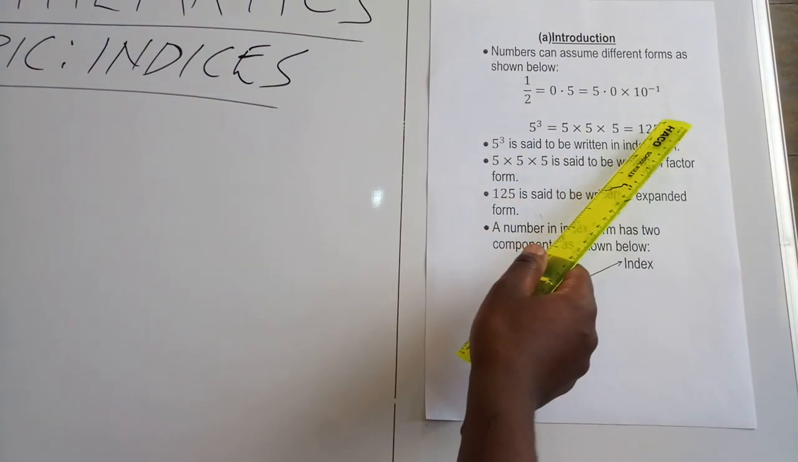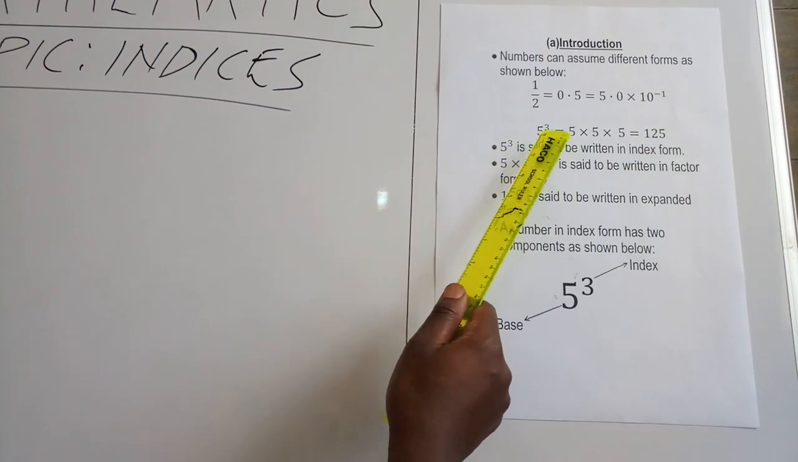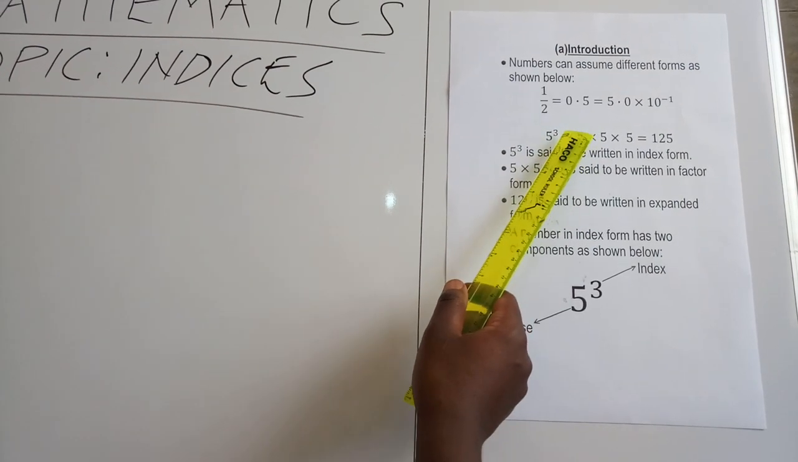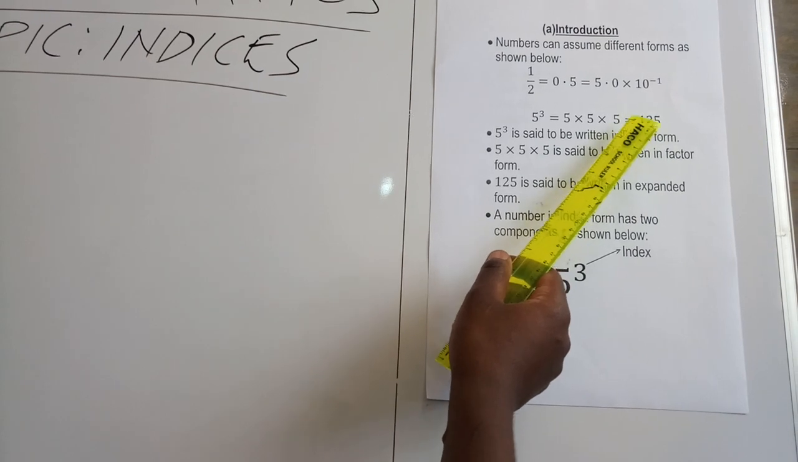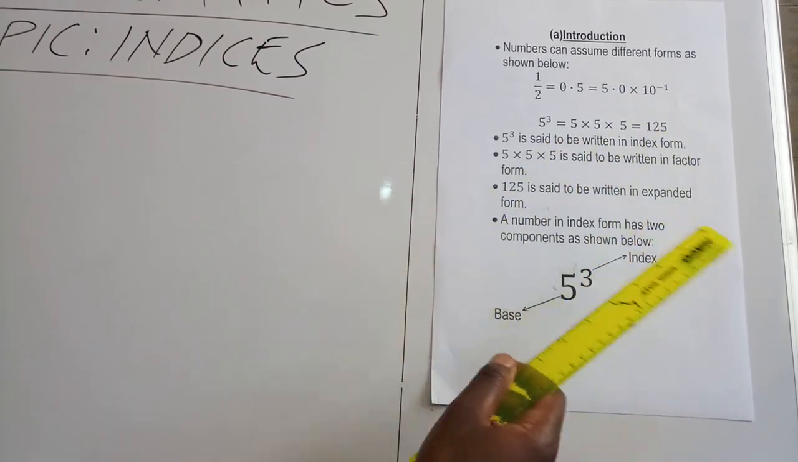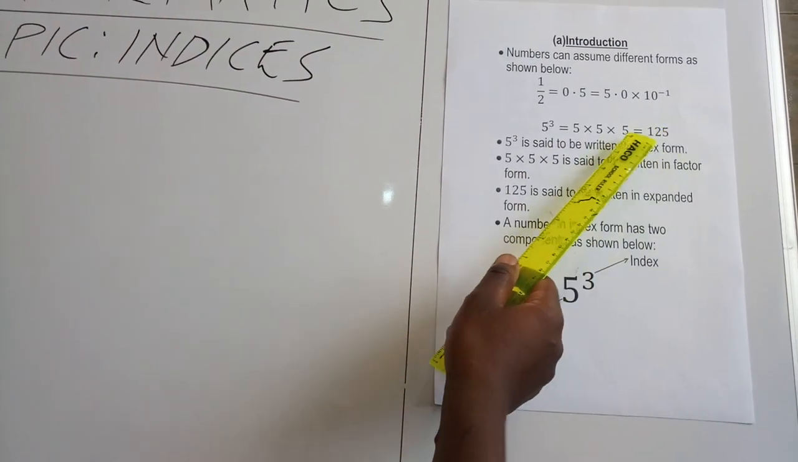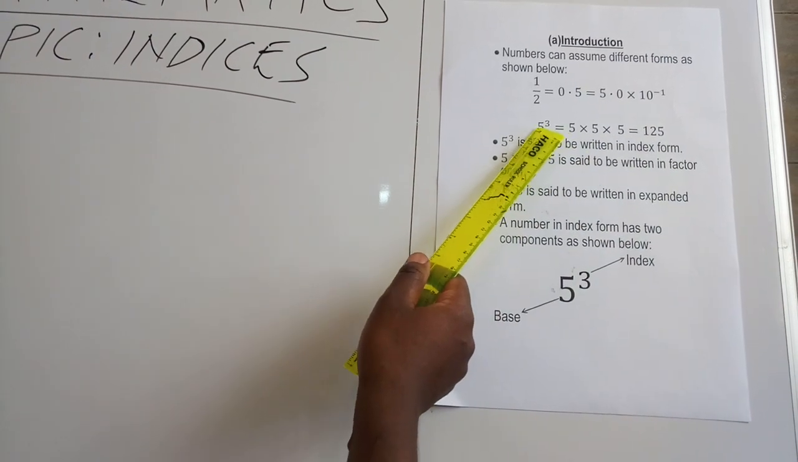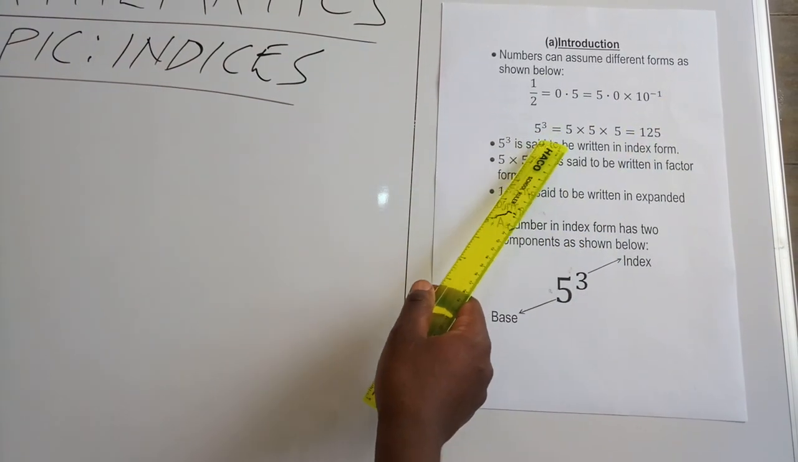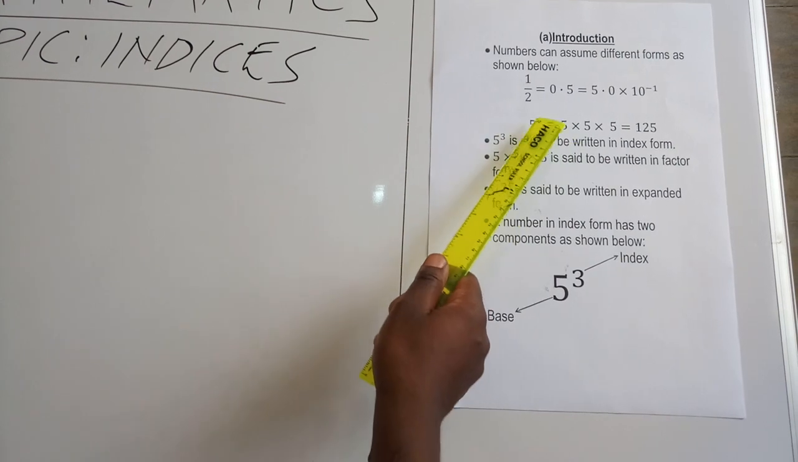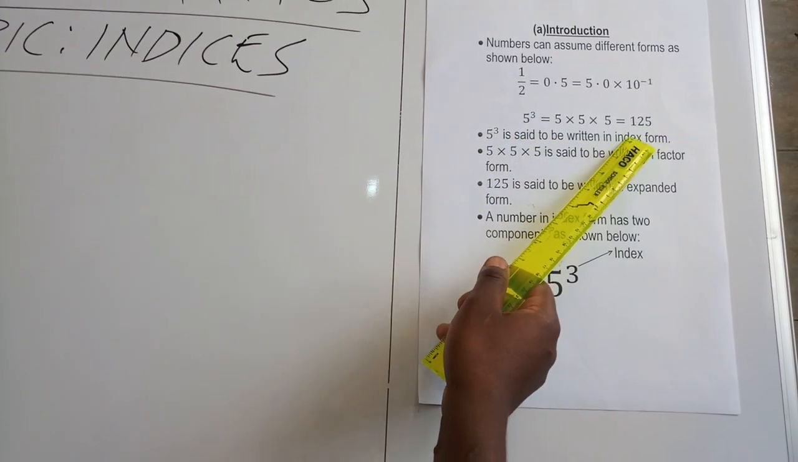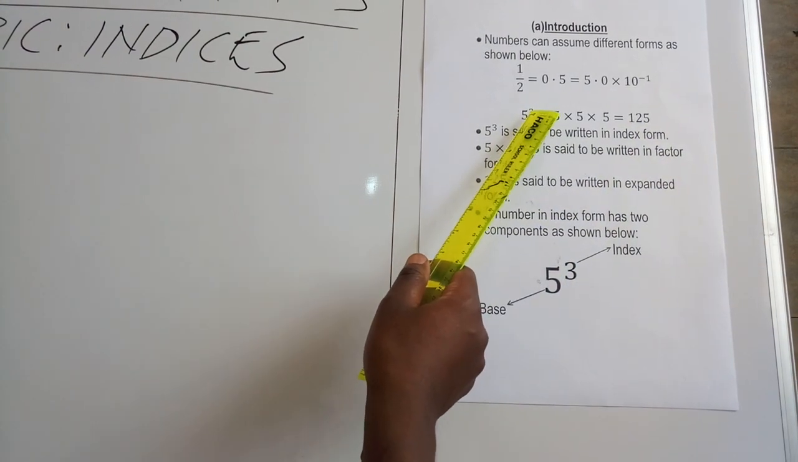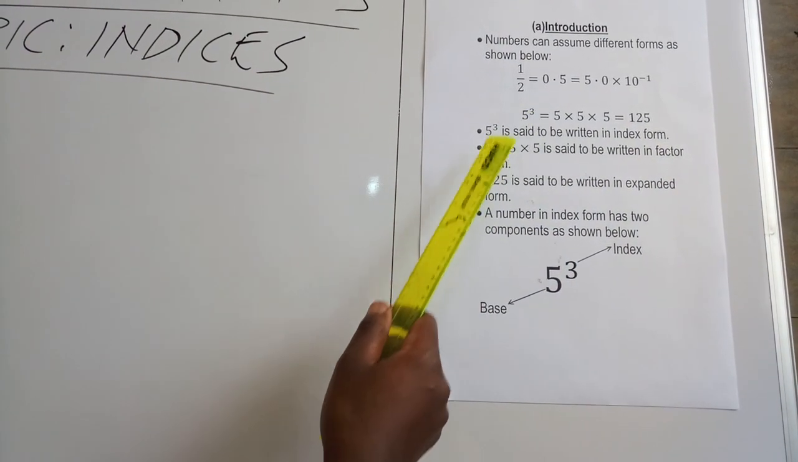Now, let's look at another example. 5 power 3 equals 5 times 5 times 5 is equal to 125. Again, the value of this and that is the same, but now they have assumed different forms. 5 power 3 is said to have been written in index form. So this number is in index form.